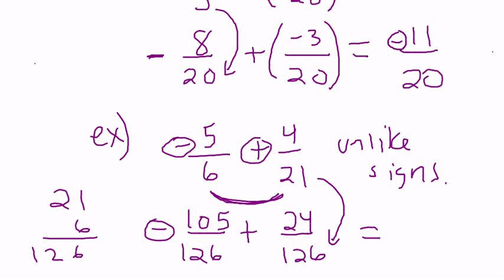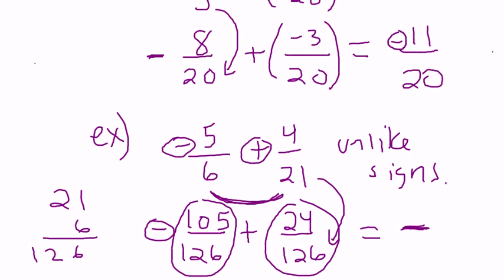Well, the bigger number is the 105. So really, we're going to take the difference of those two numbers. So we're going to subtract, and the answer takes the sign of the larger number. So now we can see that this number is bigger than this number, so we know the final answer is going to be negative. We just need whatever the difference between 105 and 24 is.